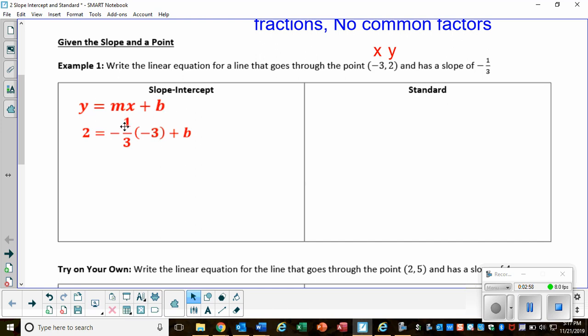So I'm going to go ahead and simplify first. Negative 1/3 times negative 3 just gives me 1. I go ahead and subtract 1 from both sides. I get b equals 1. That is my y-intercept.